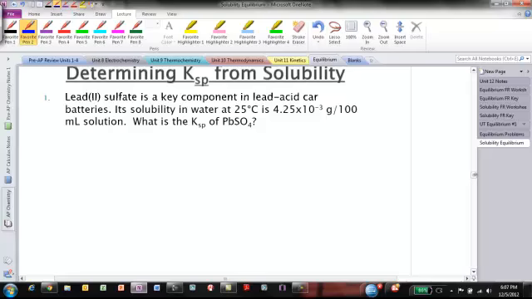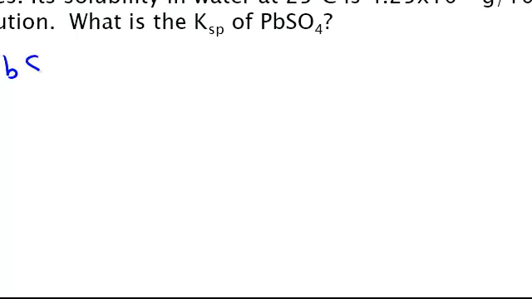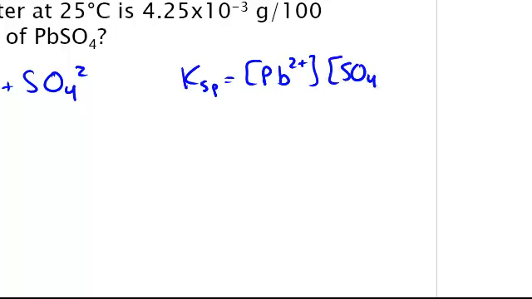Okay, so here we go. Lead 2 sulfate is a key component in lead acid car batteries. Its solubility in water at 25 degrees Celsius is 4.25 times 10 to the negative third grams per 100 milliliters of solution. It wants to know what the Ksp of PbSO4 is. Just like with regular equilibrium problems, you need to have an equation. If you're doing solubility, your equation is always just splitting it up. And we have to write a K for this. Ksp is equal to Pb2+ times SO4 2-.